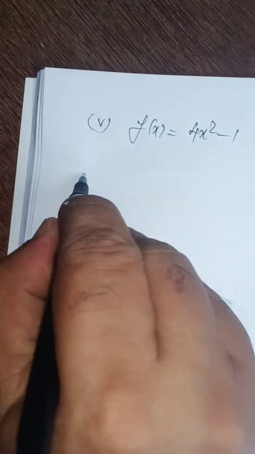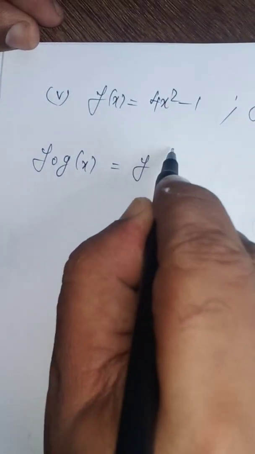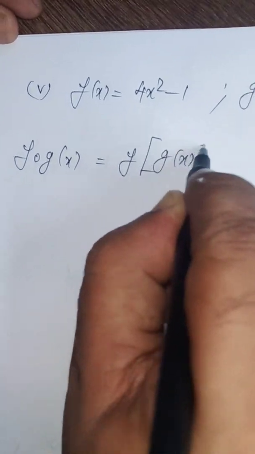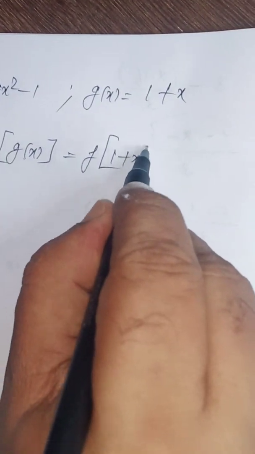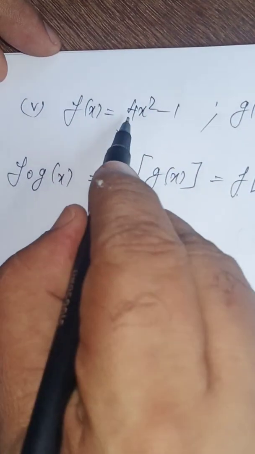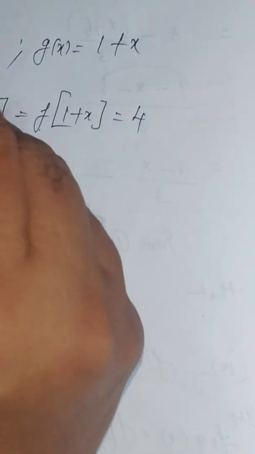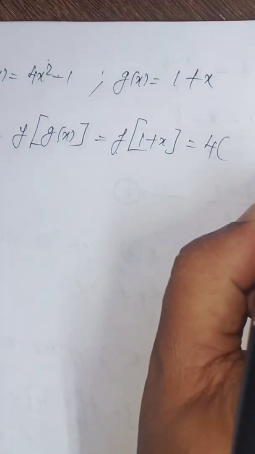Listen. Find out f dot g. Introduce x, f. Within the bracket you have to write g of x. Inside the bracket you have g of x, which can be replaced by 1 plus x. Now outside the bracket what is the function? f. Go to f. 4 write as it is. The x alone should be replaced by a bracket. Square write as it is. Minus 1 as it is.